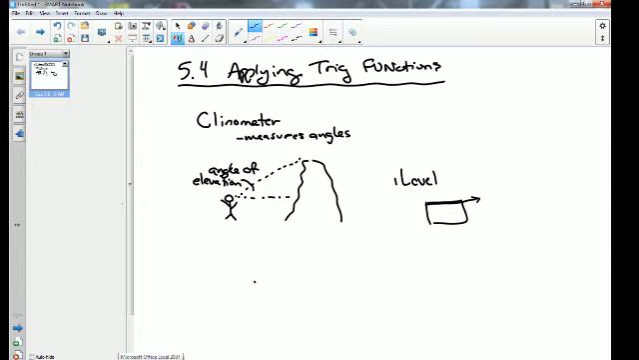Okay. So this app has a level on it, but it also gives you the degree measure. If you take your phone and look along the edge up, and it gives you a number, that is the angle of elevation or depression. So we're going to try it out tomorrow. Sound good? Okay, if you want to look down at an object, this is called the angle of depression.